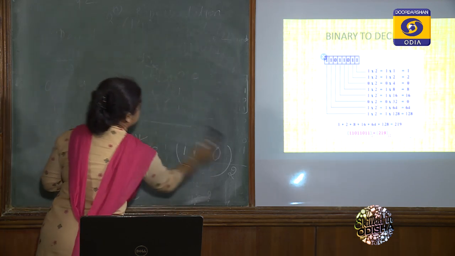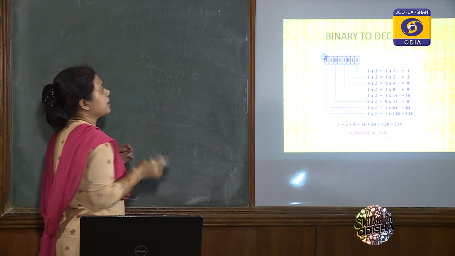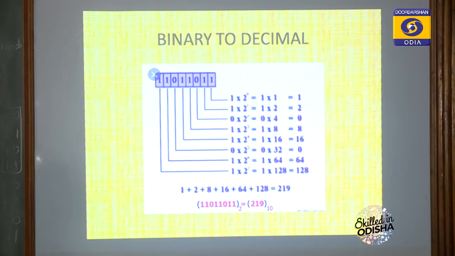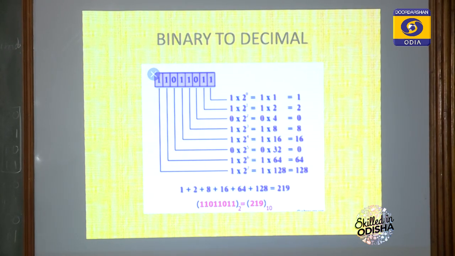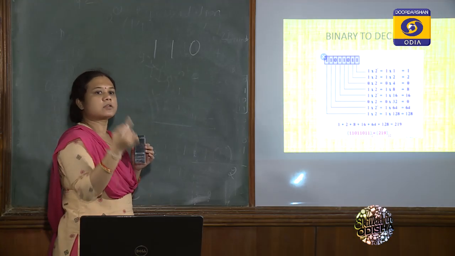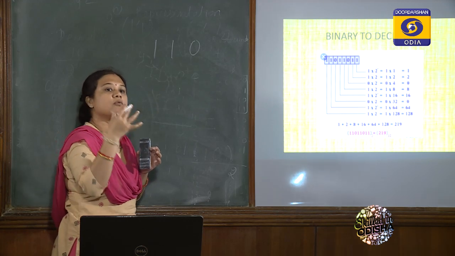Just the reverse. How to convert binary to decimal? Suppose here I will take 1 1 0. In the case of decimal to binary we have to divide by 2, and here we have to multiply by 2. 2 to the power 0, 2 to the power 1, 2 to the power 2. All these are the positional weightage.